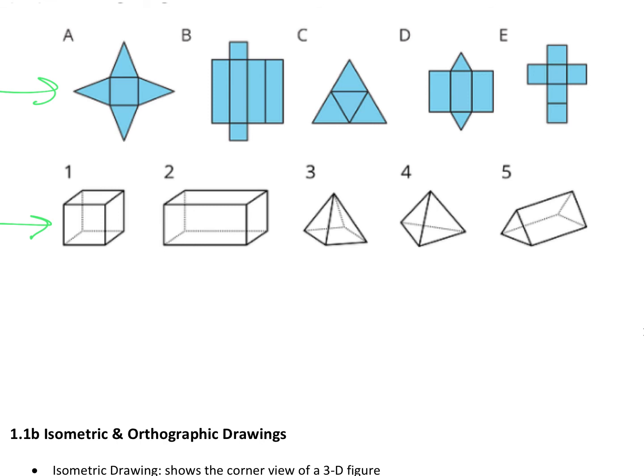Number 1, Tiffany. Number 1 goes with E, correct. Okay. Number 2, Noah. What does number 2 go with? Number 2 goes with B, correct. Okay. Hannah, what does number 3 go with? 3 goes with A. Notice, square base, right? Square base. There's another one that's similar. That is the correct one.